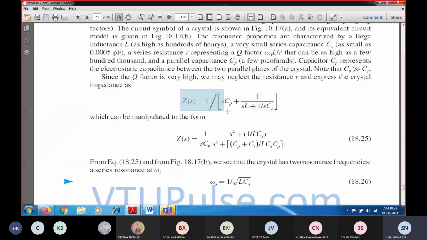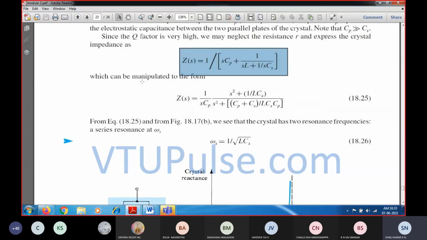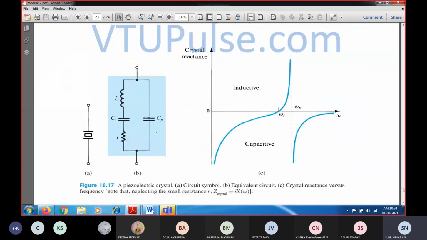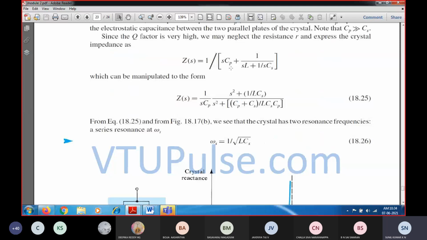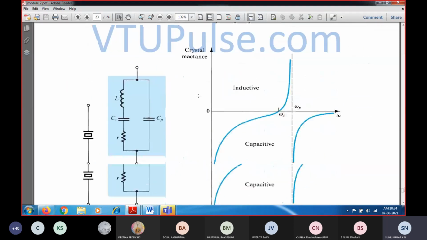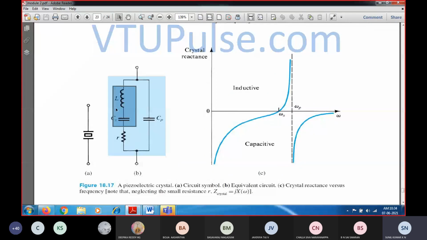From this we are going to see the impedance, z of s, at the series as well as the parallel resonance frequency. We can neglect the resistance R seen in the crystal when finding the crystal impedance parameter. So z of s is nothing but 1 over s Cp, where Cp is the parallel shunt capacitance, plus 1 over (s L plus 1 over s Cs). This forms the series impedance, and this is the shunt capacitance.